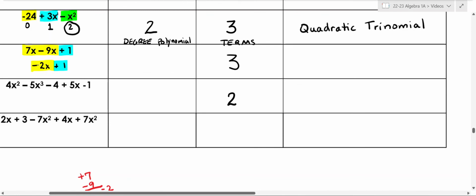All right, the degree. All right, the negative 2x, x is the variable, and even though we don't see the exponent, we know that it is 1. So this one is degree 1. This is a constant, so it's going to be degree 0. So guess who wins? Degree 1.